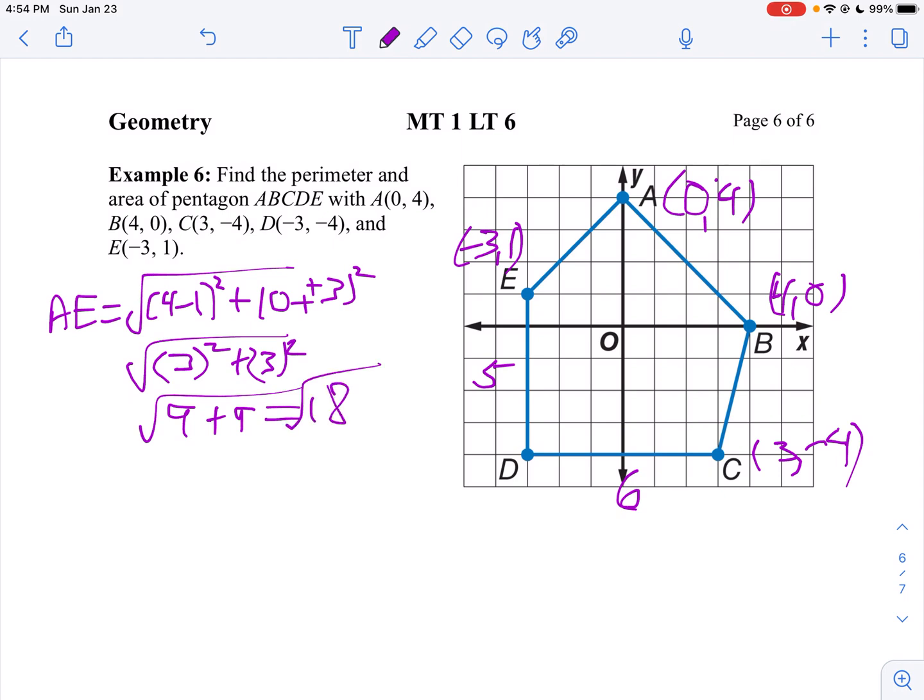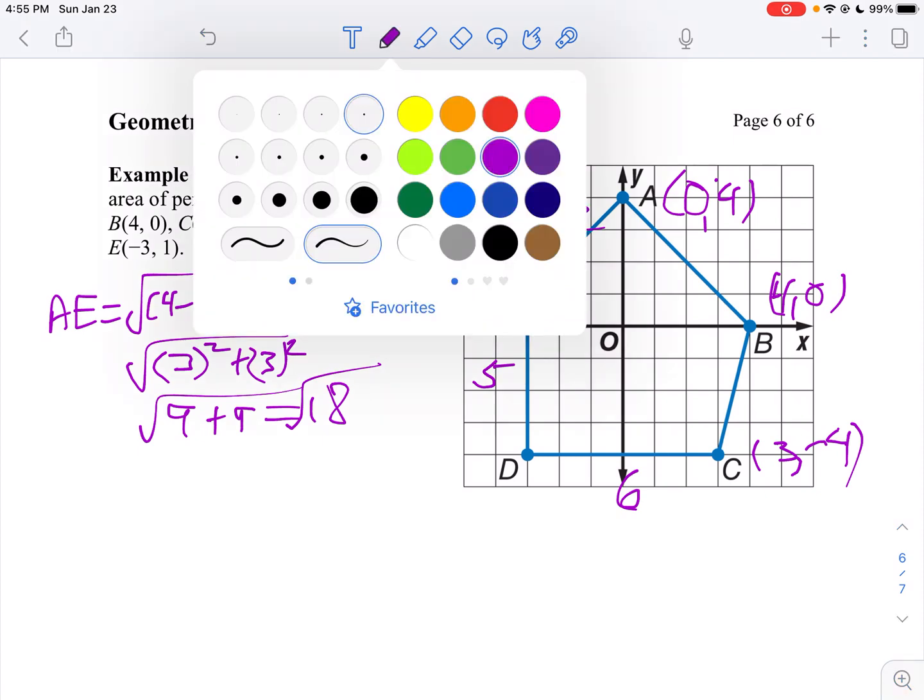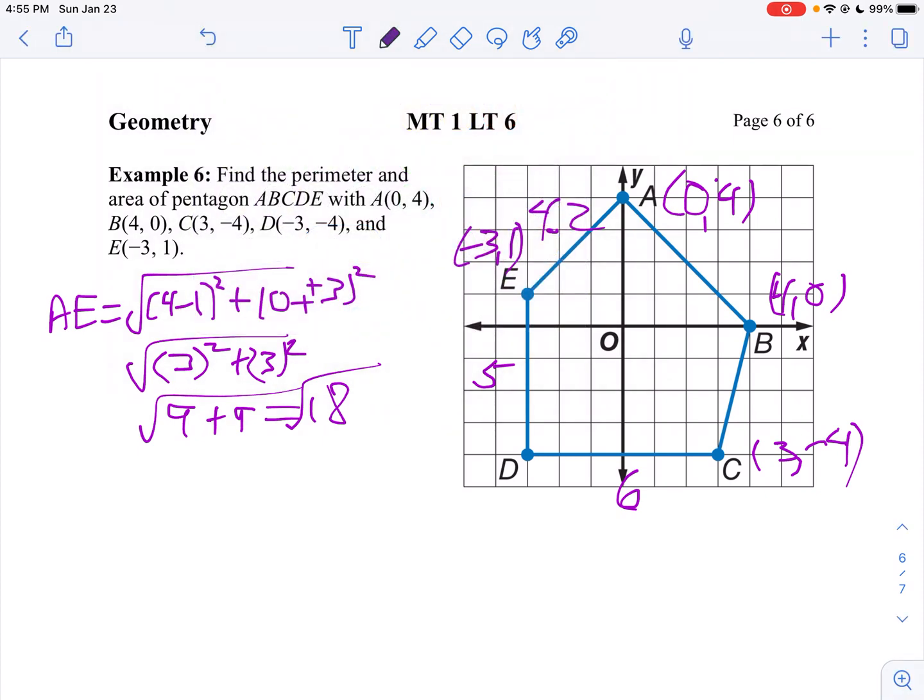But I'm going to take the square root of that answer, and then I think I'll round it to the nearest tenth. It doesn't tell me what to round it to, but I think that's what I'll go with. So the square root of 18 is about 4.2, which is the length of A to E. Now, let's turn around and do A to B.